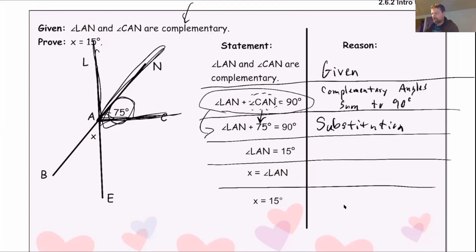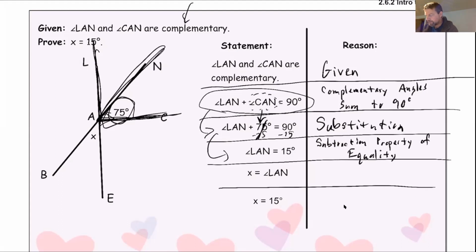All right. Then I went to this part and suddenly said angle LAN was 15. How did I know that? Oh yeah, that's right. If I subtract 75 from this side, subtract 75 from that side, these go away. I get LAN by itself. 90 minus 75, that's 15. That's when I subtracted the same number from both sides. The fancy one for that, if you want to use a fancy one, would be the subtraction property of equality.